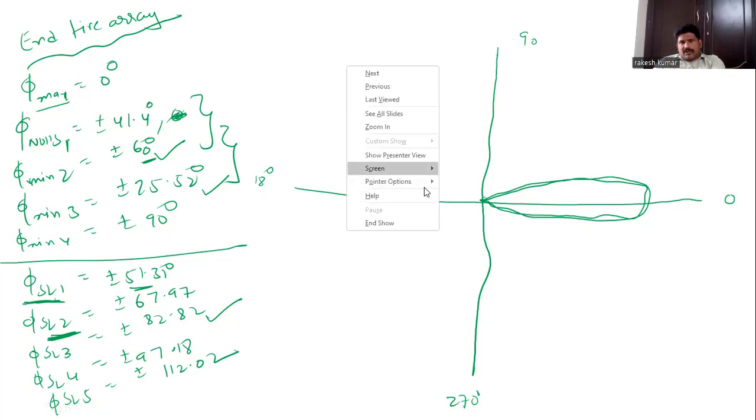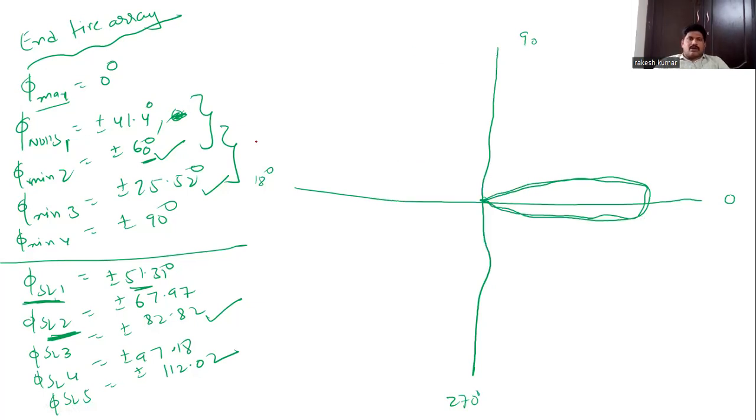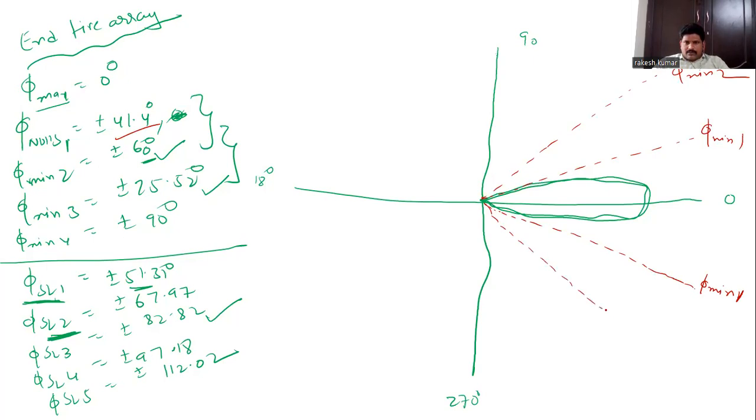Now first identify the nulls directions. If you identify the nulls, what is the first null? It is 41.4. So first indicate the first null direction. It is phi minimum 1. Similarly, this is phi minimum 1. Next, draw the phi minimum 2. It is 60 degrees. This is phi minimum 2.